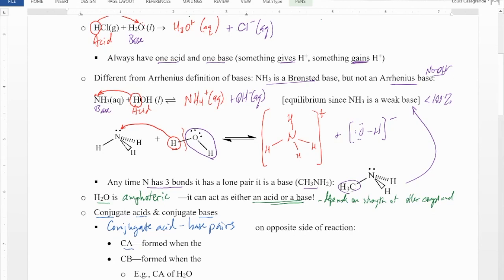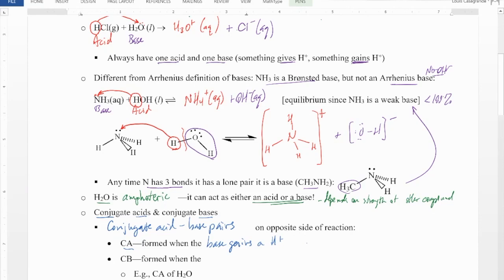The conjugate acid is formed when the base gains a proton. They always differ. The conjugate acid differs from its base.